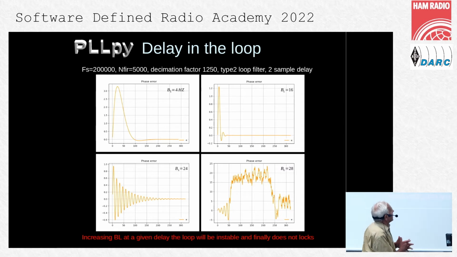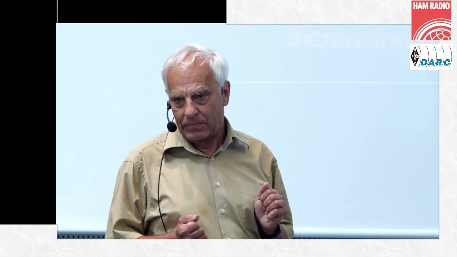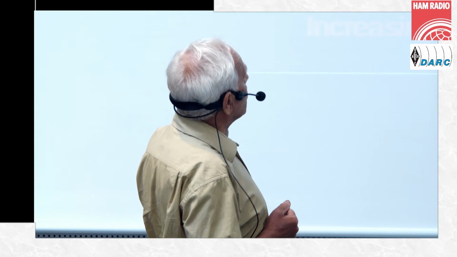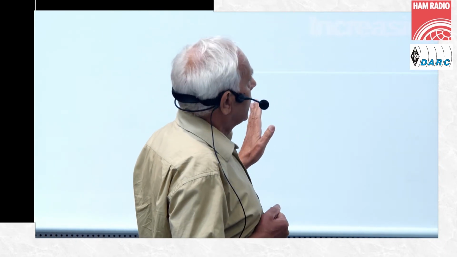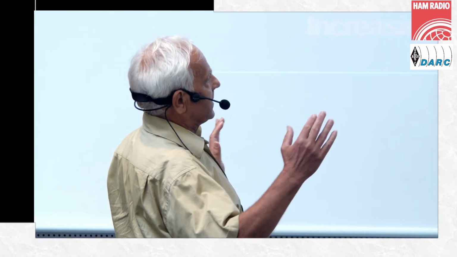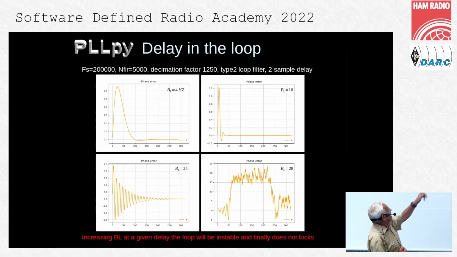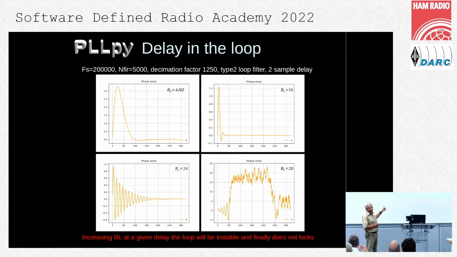This is the other experiment. I fixed the delay, and I started to increase the loop bandwidth. And you could see the same phenomenon. As the loop bandwidth is increasing, an oscillation starts in the error settling curve, and finally the PLL will be completely unstable.